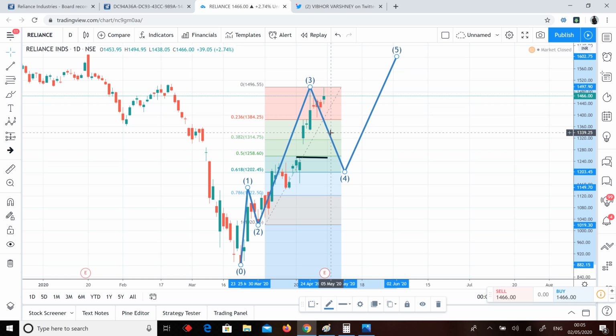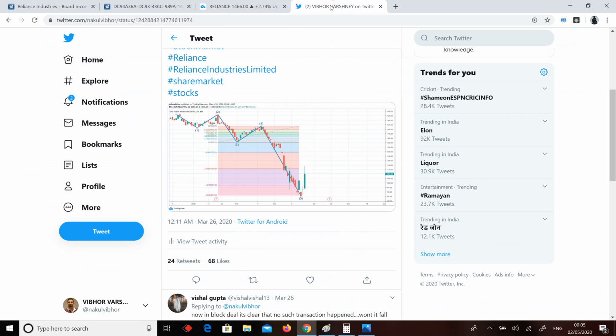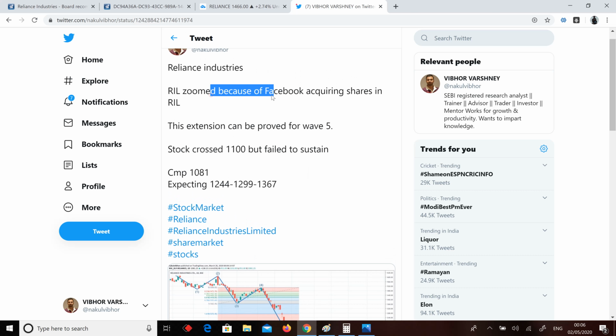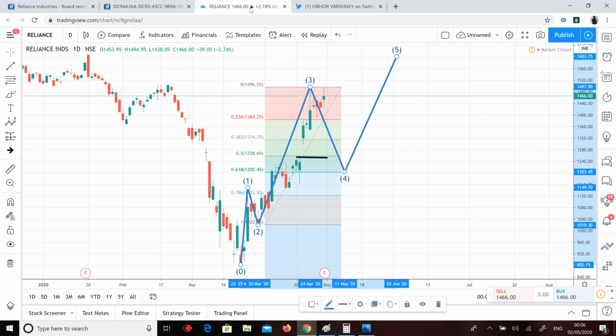Moreover, Reliance is already working on its debt equity ratio, raising money from the right issue. The money collected would pay off some debts as well. The Facebook Jio deal has already been done, as I posted on Twitter, that Reliance zoomed because Facebook acquired shares in Reliance. And obviously, if the Aramco deal, which is a giant deal, is done, that would push it up.